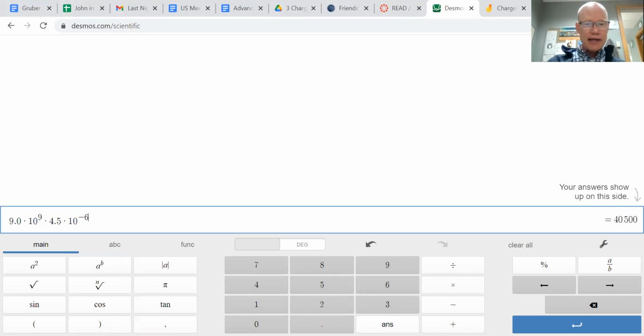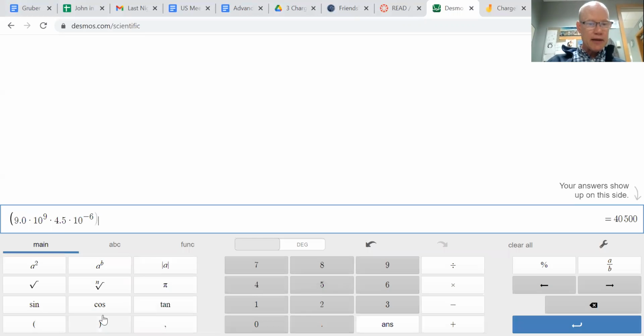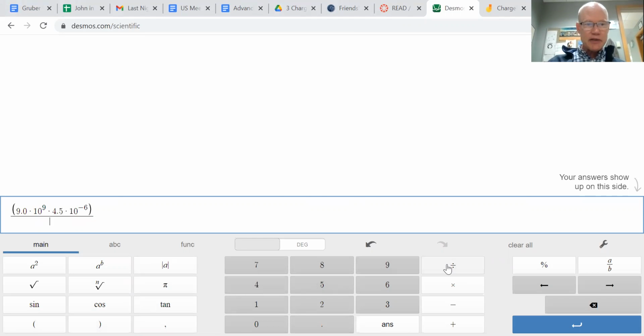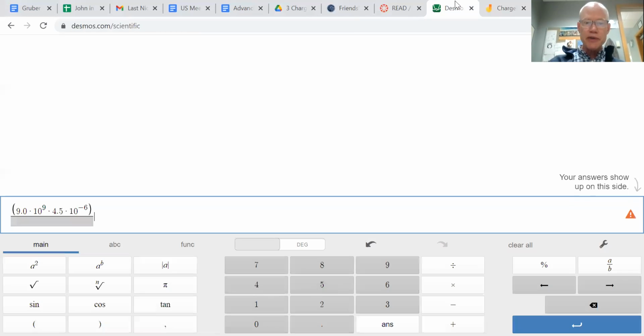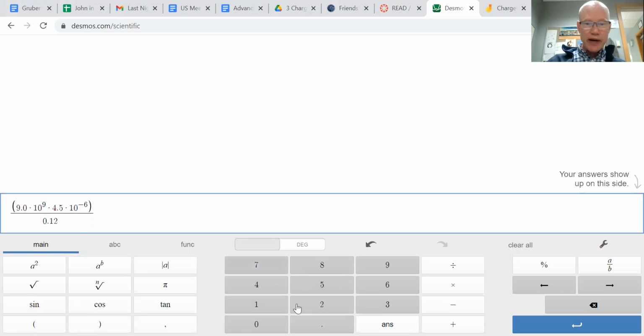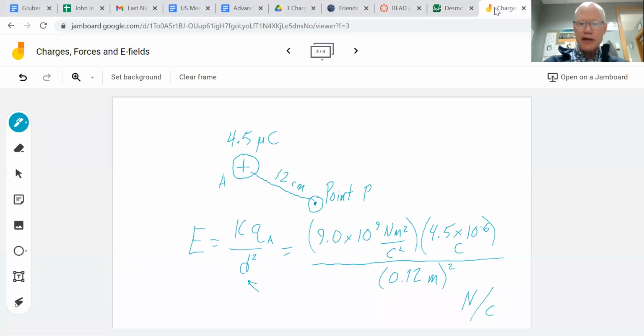Okay. Now, I'd like to put all that in parentheses so that I can divide it by my distance squared. My distance, remember, has to be in meters. So the 12 centimeters becomes 0.12. So divided by 0.12 meters. But that's got to get squared. Here we go. So it's a really big answer, 2,812,500.